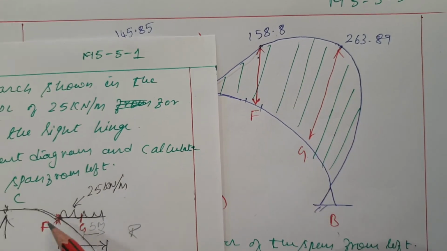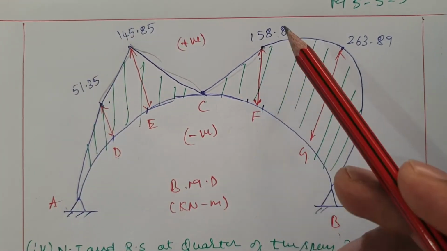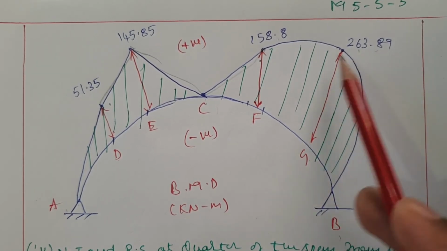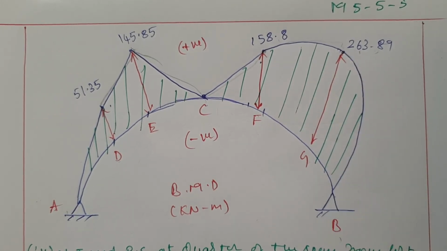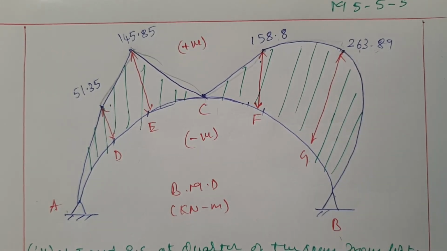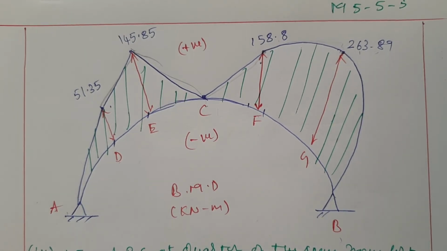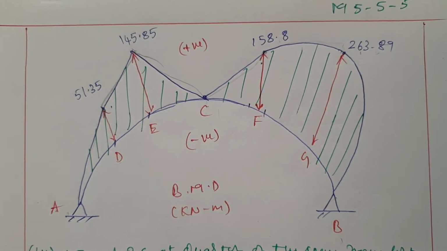Okay, then F to B we have UDL. Before that we know G is the maximum one, it is 263.89. So from here to here it will be a curve, then from here to here it will be a curve. Okay, like this you have to draw the bending moment diagram. All are positive, so it will be above the central axis of the arch.